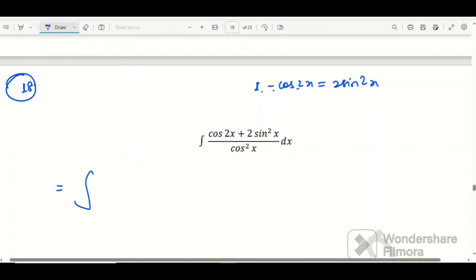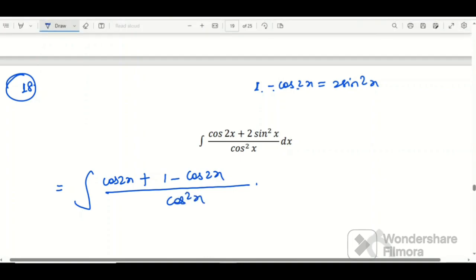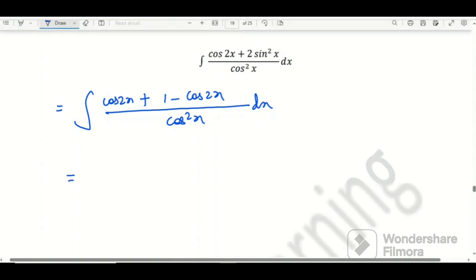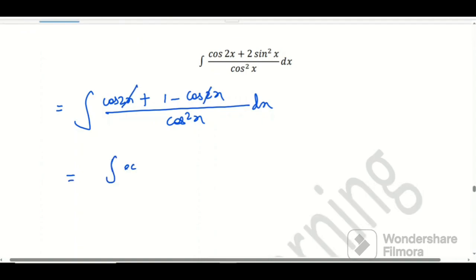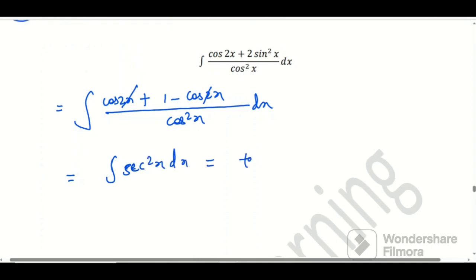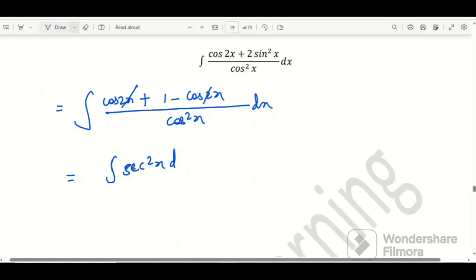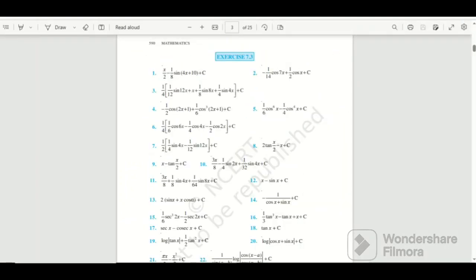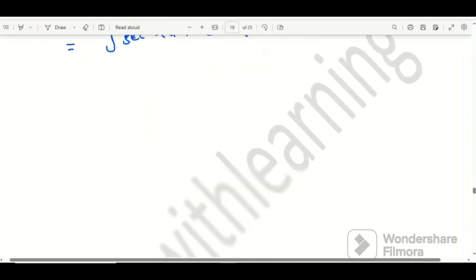So yes, cos 2x, and we are replacing 2 sin square x by 1 minus cos 2x, over cos square x dx. So here we will get sec square x into dx. Integration of sec square will be tan x plus c. So the answer is tan x plus c. Okay, it is good. We are moving on to 19th number.